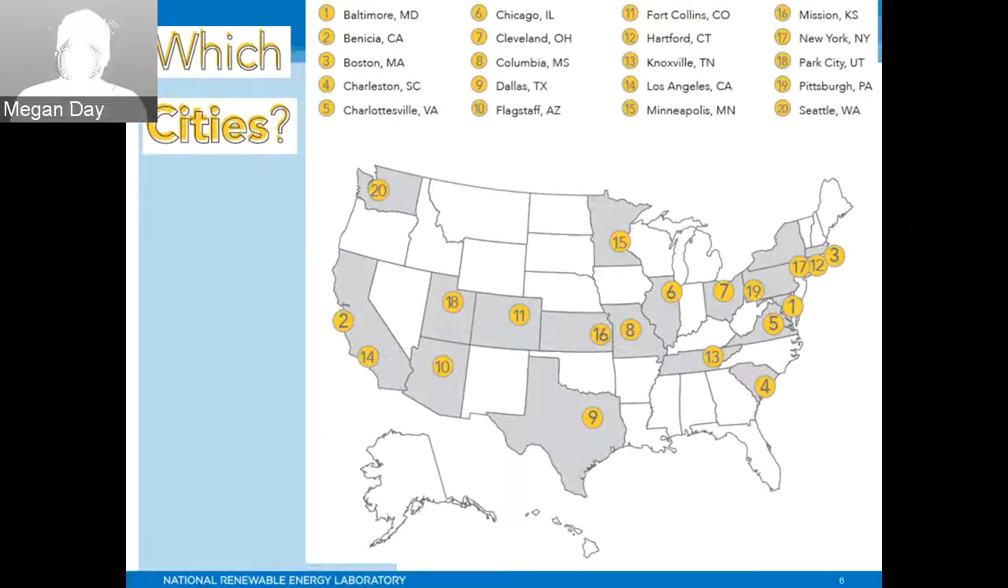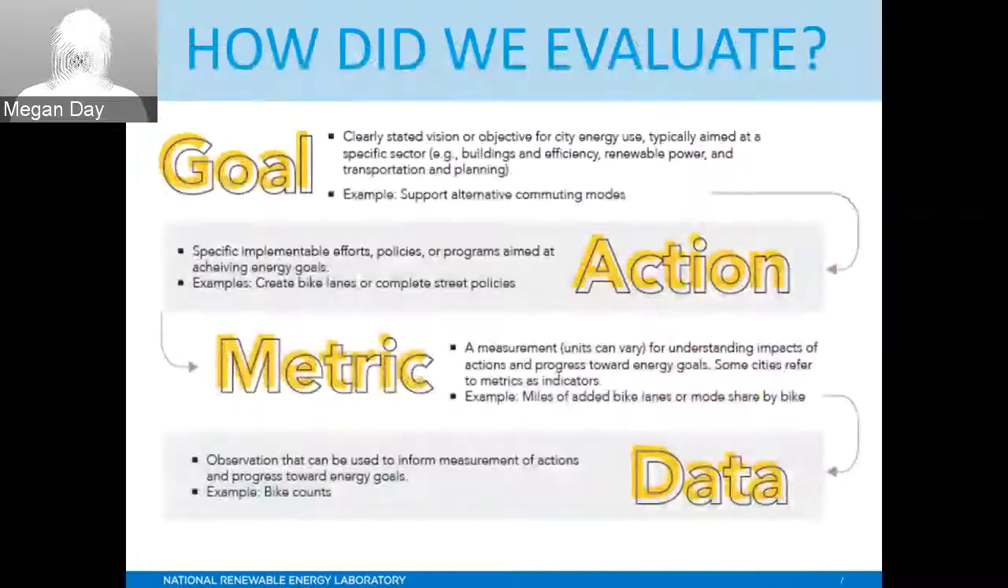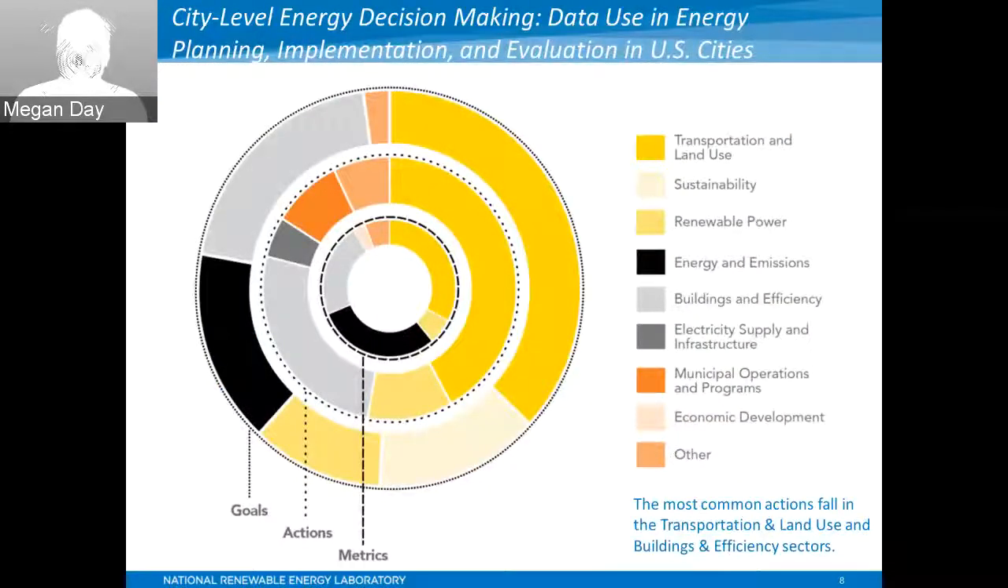And so we cataloged all of the different goals and actions, metrics, and data used in each of those 20 plans to understand how data was used in these different decision-making and planning processes. And what we found was, well, "laundry lists" is a term that we use here, which is sort of very long and not clearly defined lists of actions, particularly that cities were taking.